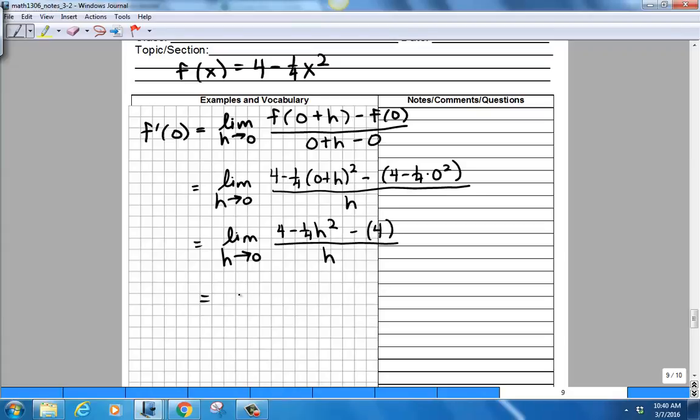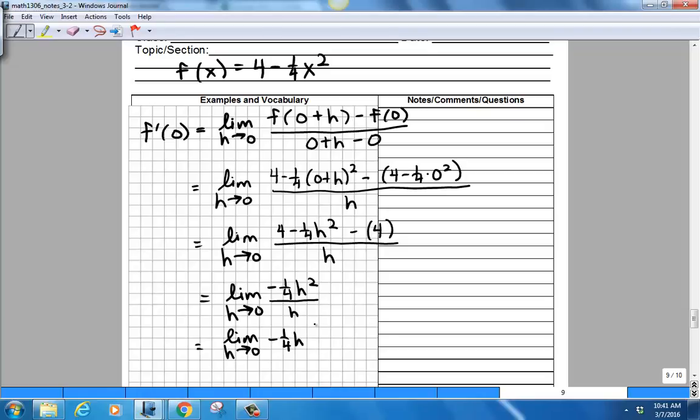Oh, gosh, so nice, right? Because what happens to the 4s? They cancel. So you have 1/4 times h squared, minus, right? Minus 1/4 times h squared, and then all of that divided by h, because this is 4 minus 4, so that goes to 0. And now what happens to your h in the denominator? It's going to cancel out with the h squared. So you end up here with the limit as h approaches 0 of minus 1/4 times h.